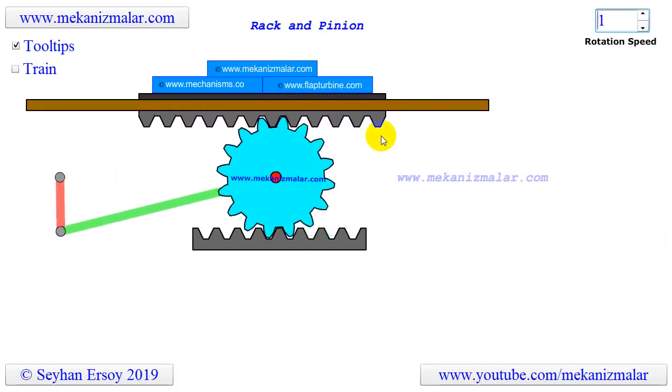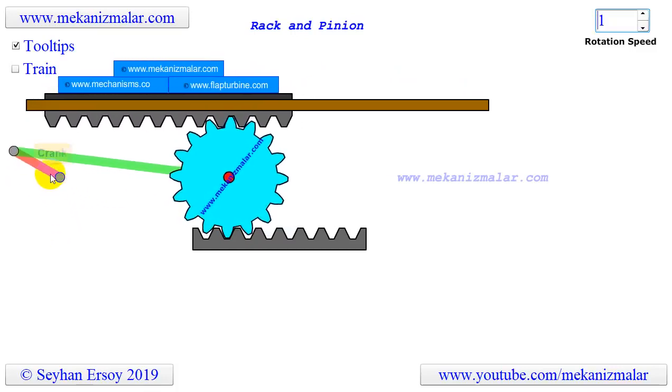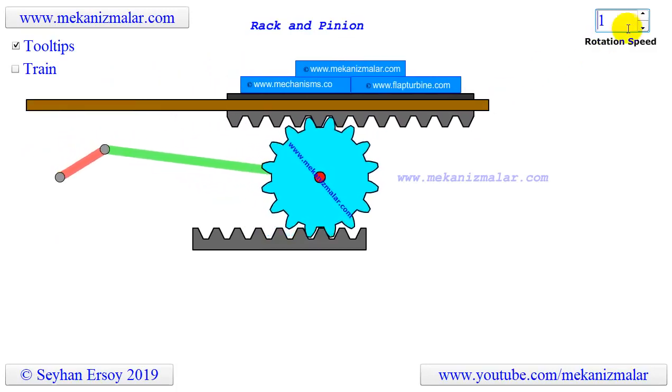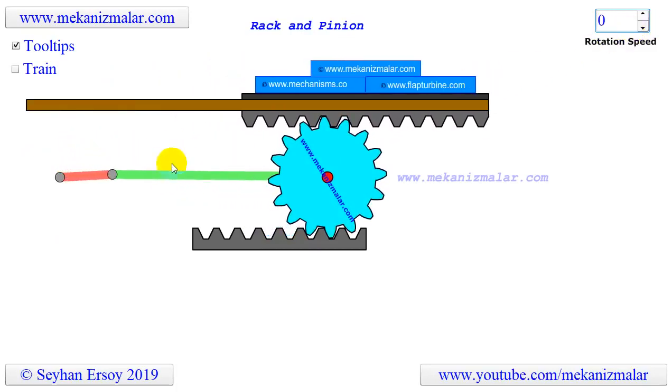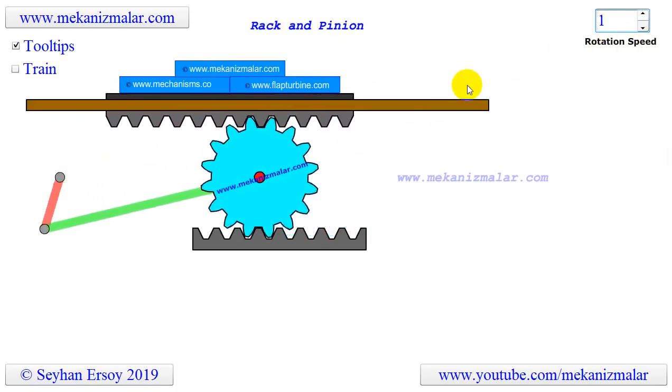In this video, we are demonstrating a rack and pinion system with crank slider mechanisms. This system contains an extra top rack in addition to the bottom rack. The bottom rack is fixed to a plane and a crank slider mechanism pushes the pinion gear back and forth. This push causes the pinion gear to rotate back and forth. Rotation motion of the pinion causes the top rack to move back and forth.